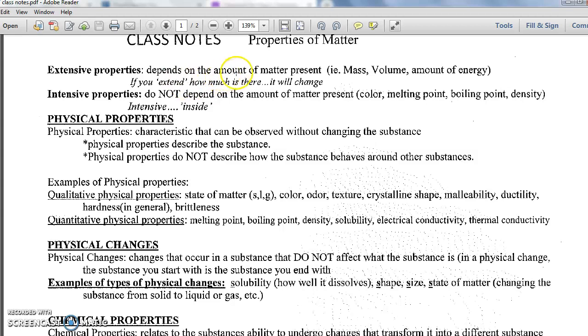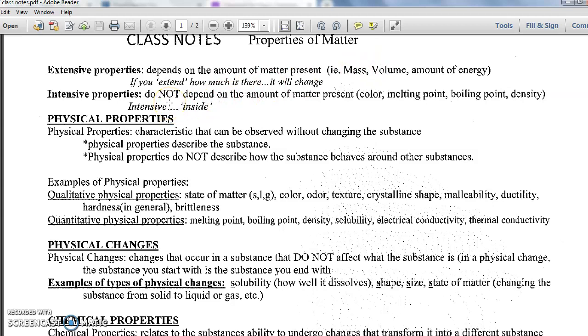In other words, extensive properties deal with things that you can measure. If you add more pennies to the pile, the mass goes up. If you remove pennies from the pile, the mass goes down. That would be extensive. Likewise, the more pennies you put in a graduated cylinder, the volume would go up. The fewer pennies you put in the graduated cylinder, the volume in the cylinder would not go up as much. Those would be extensive properties.